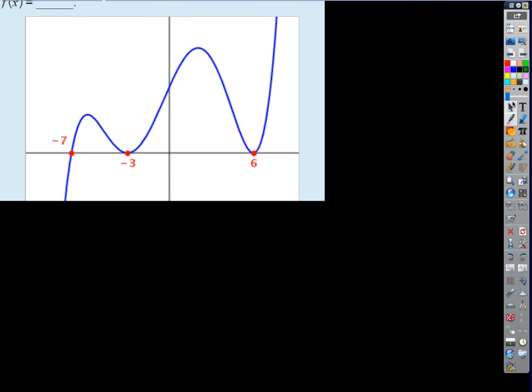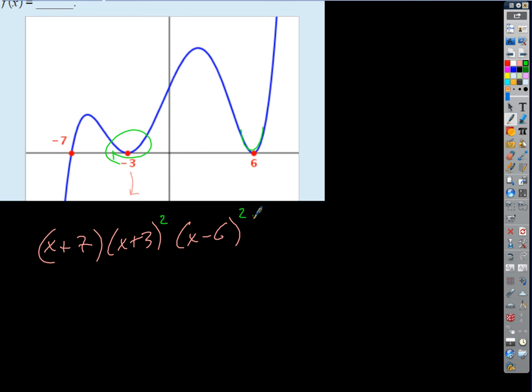polynomial from this, the trick here is just what's going to be the factor that goes with that 0? X plus 7. Okay, so how about the one that goes with this one? X plus 3 squared. X plus 3, and because it's bouncing, right? Because it's bouncing, we have to make it squared. How about this one? X minus 6, and once again, because it's bouncing, it's squared.